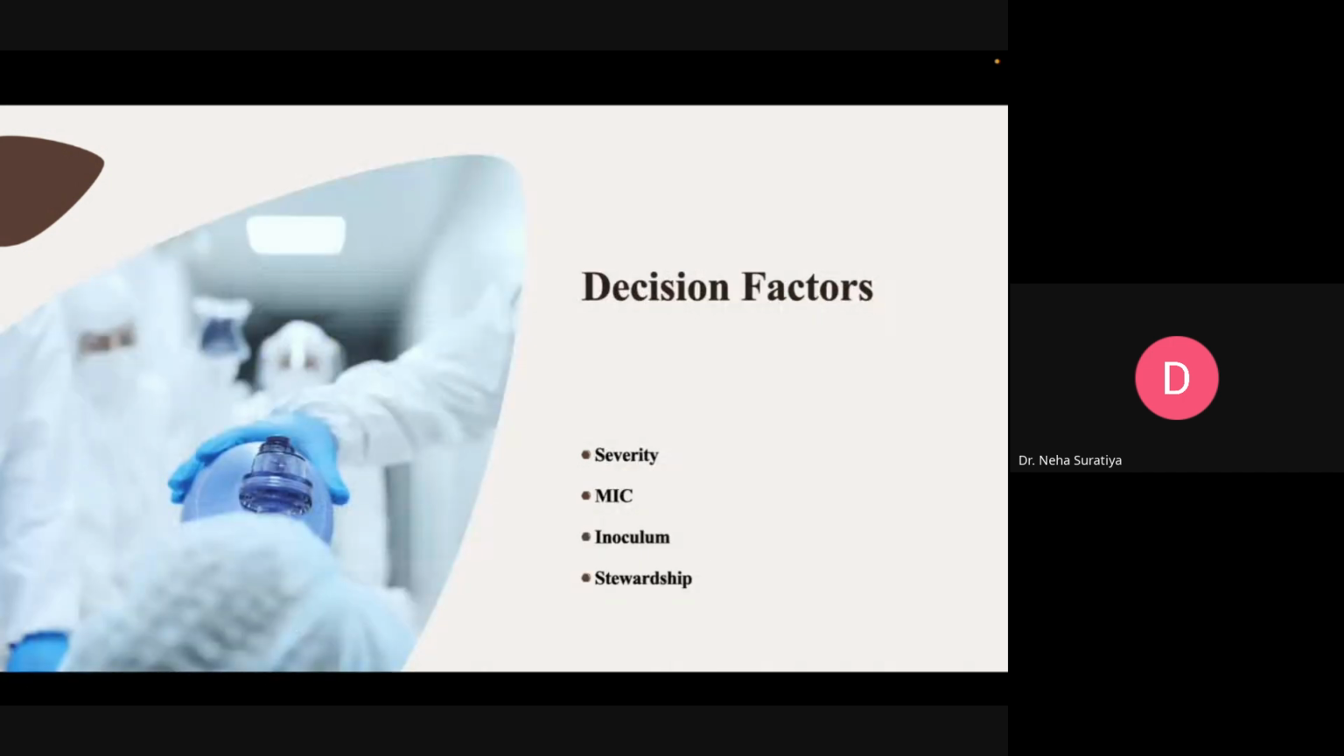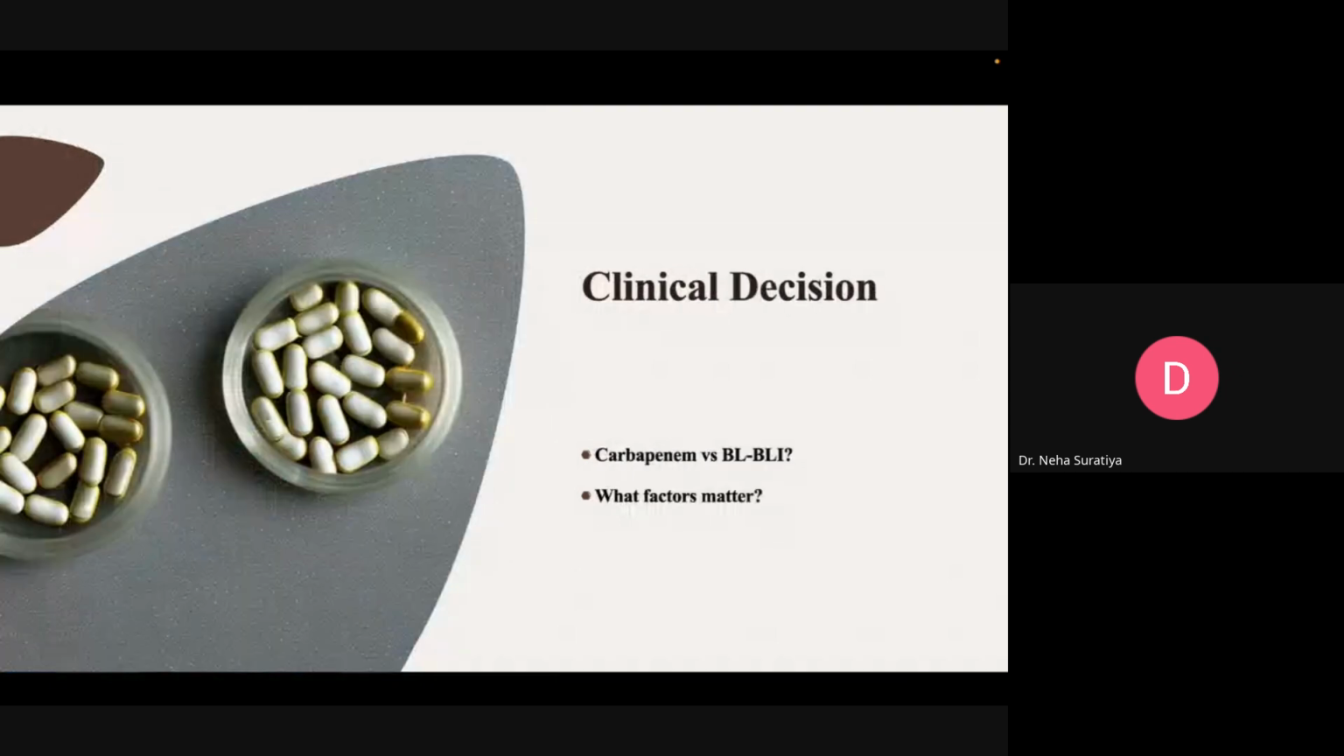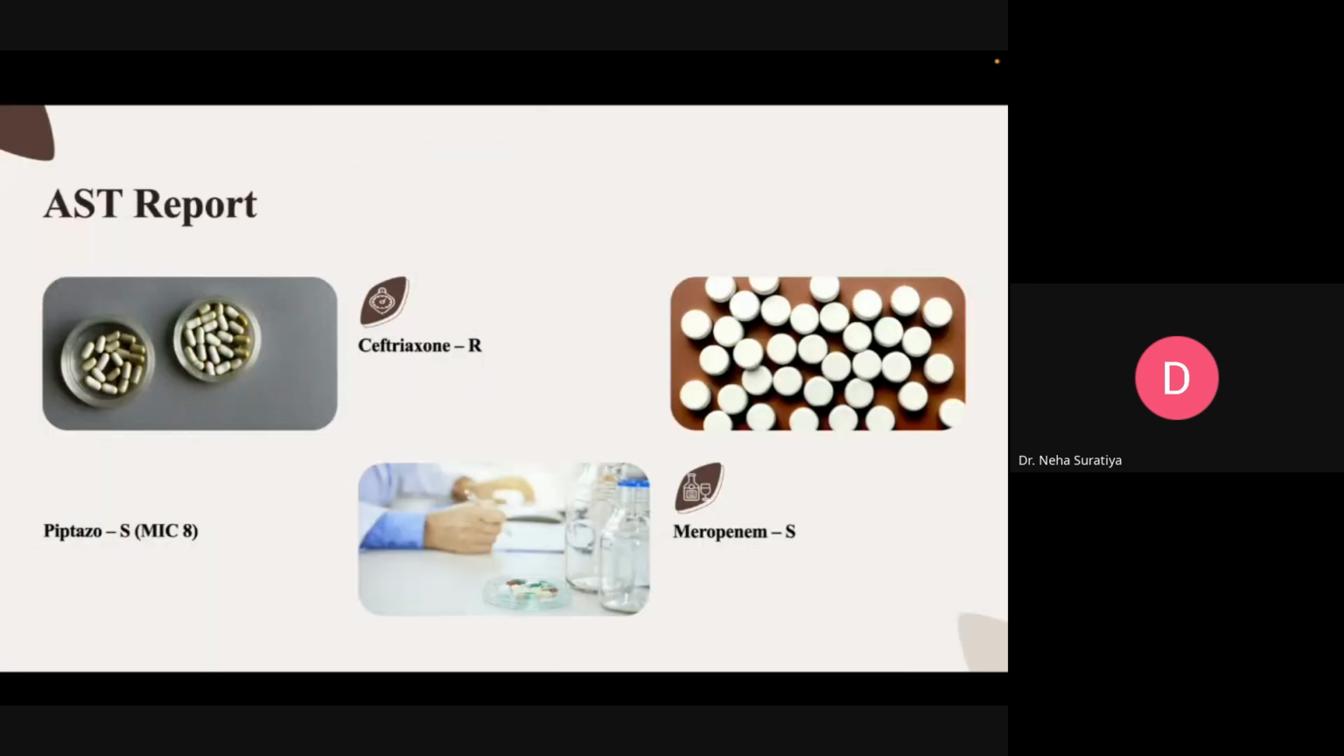See this: severity, MIC, inoculum, and stewardship. You need to be aware of these and be evidence based. Just a minute. So here we need to understand the whole case, and based on that you will be deciding whether piptazo will be your option or meropenem. Severity of infection, source control, MIC value, breakpoint system, stewardship goal are the ultimate things you need to consider. Both options are reliable answers to this question. Depending on the patient, depending on the comorbid conditions, you need to decide. Okay.